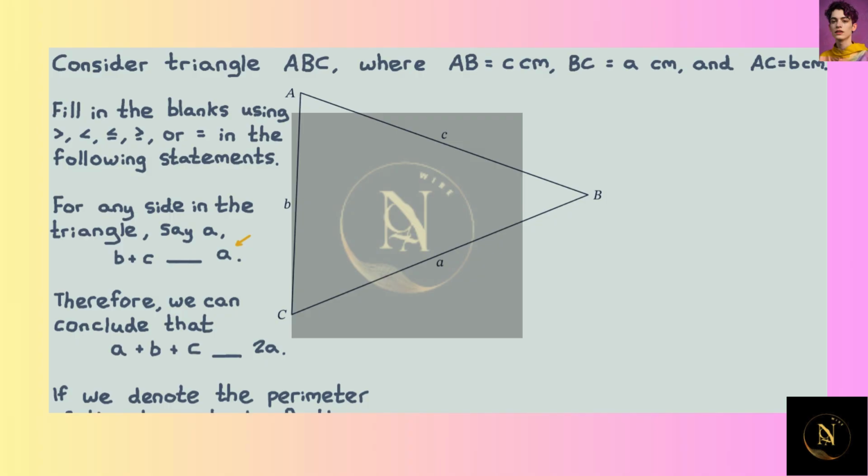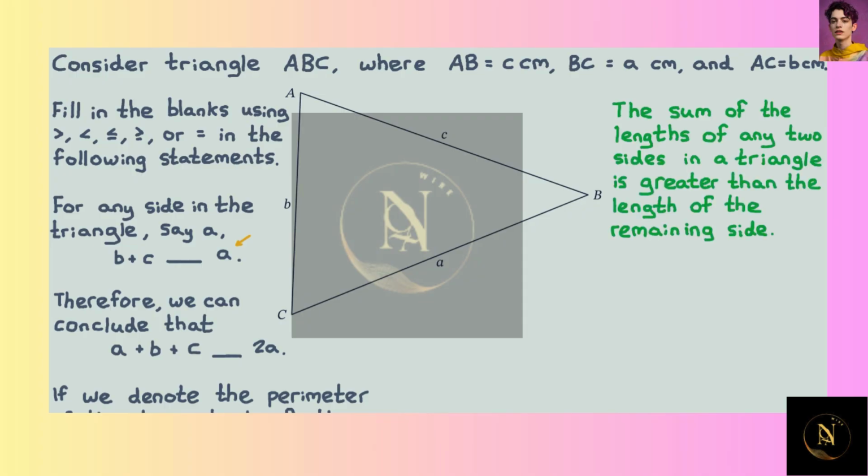In this question, we are asked to fill in the blanks in 3 statements using a given figure of a triangle. Since these statements all involve the lengths of sides in the triangle, we will start by recalling the triangle inequality. This tells us that the sum of the lengths of any 2 sides in a triangle must be greater than the length of the remaining side.